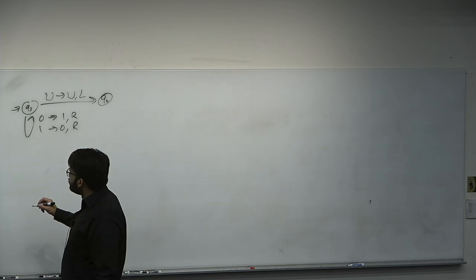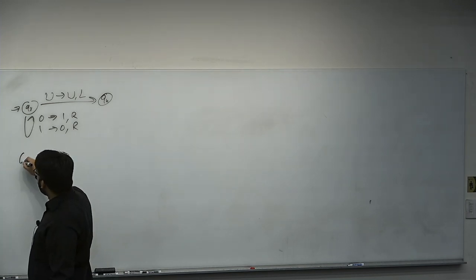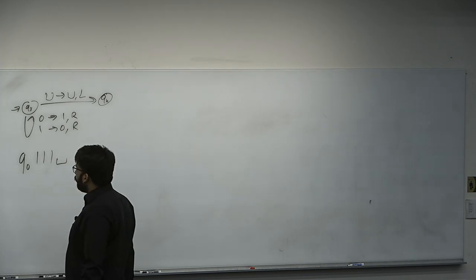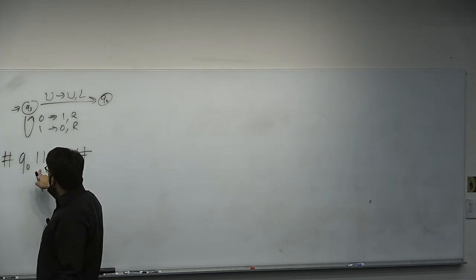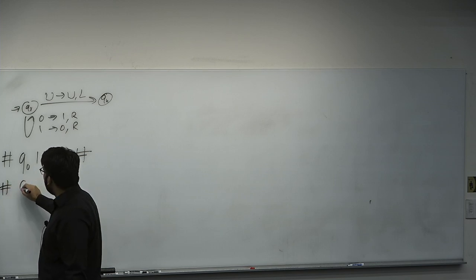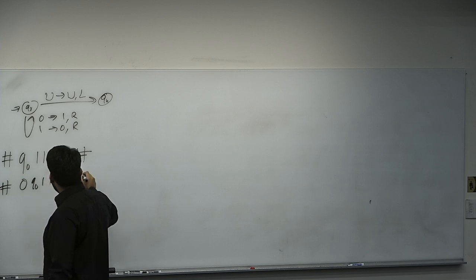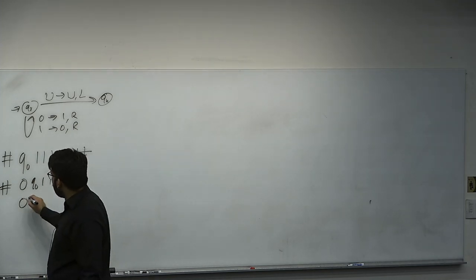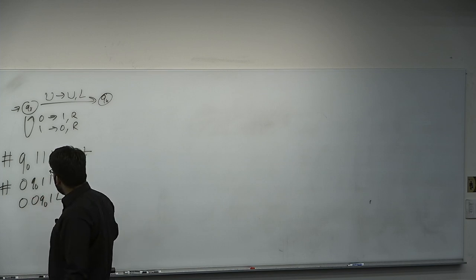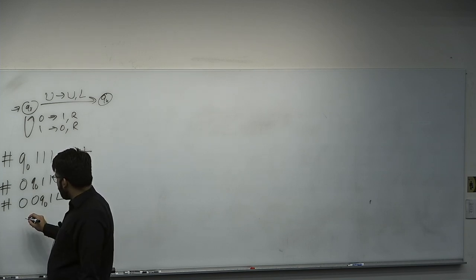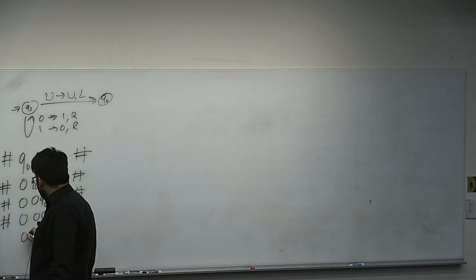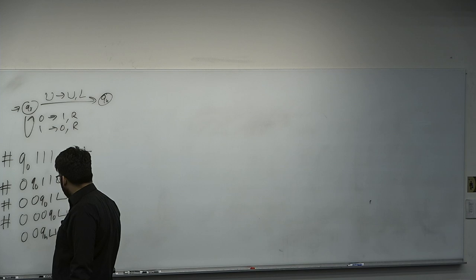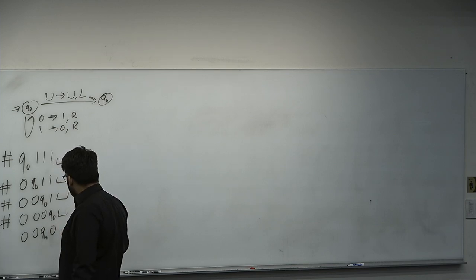But let's just give the construction of what we're going to do. Let's write out the sequence of configurations of this machine on 111, right? So we're going to start in the initial configuration, Q0 111 blank, and then we're going to write the next configuration below it. It's going to read a 1, write a 0, and stay in Q0. So the next configuration is going to be 0, Q0, 1, 1, blank, hash. The next configuration is going to be 0, 0, Q0, 1, blank. The next is going to be 0, 0, 0, Q0, blank. And then our next transition is if you read a blank, you're going to write that blank back and move left. So it's going to be 0, 0, QH, 0, blank, hash. Okay.